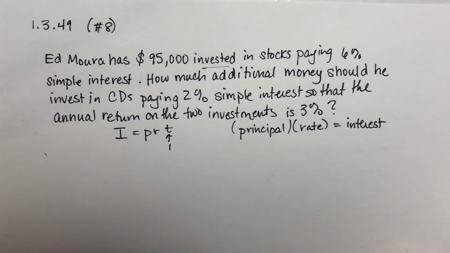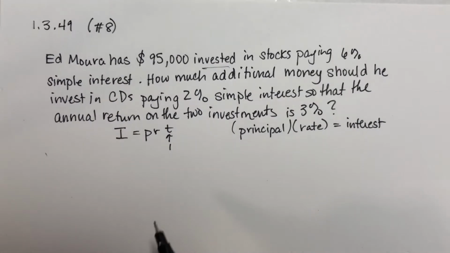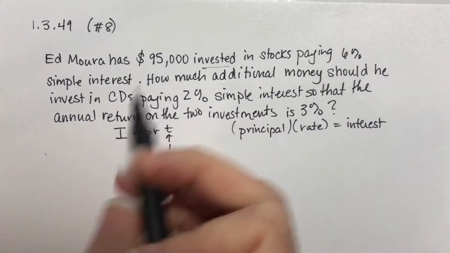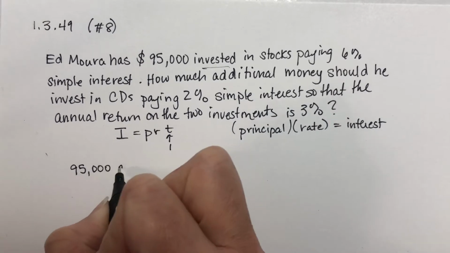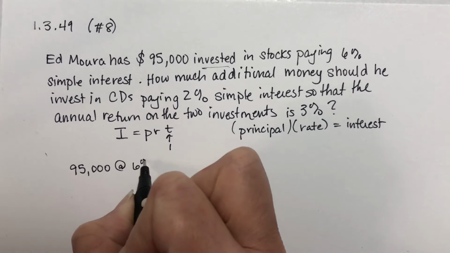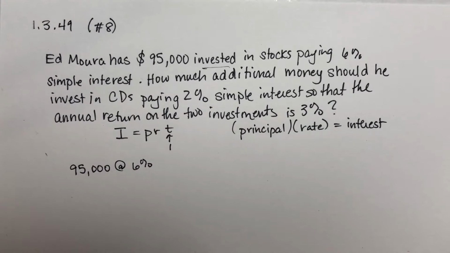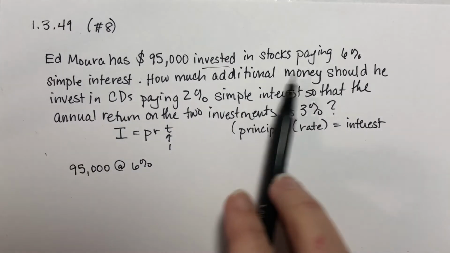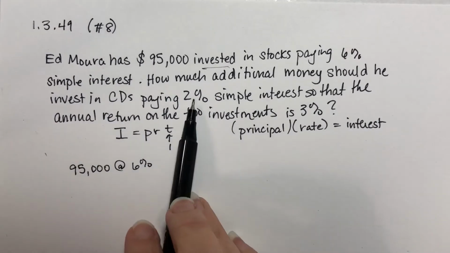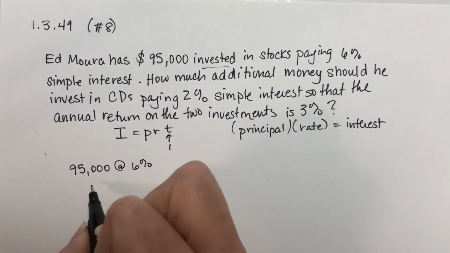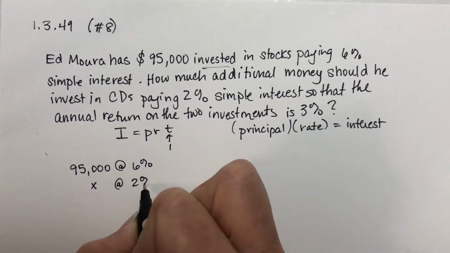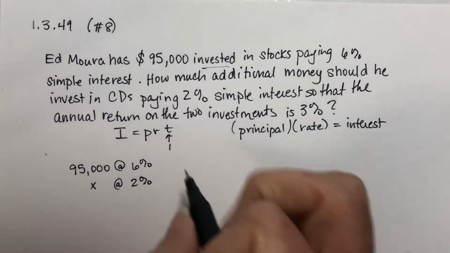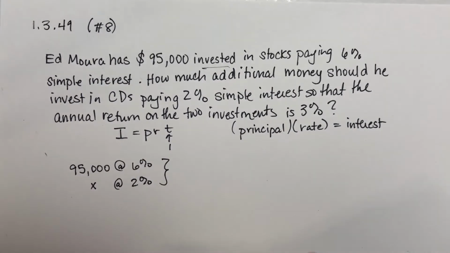Okay, so let's start off with what we know here. All right, he has this much invested, $95,000 at 6%. We're being asked how much additional money he should invest at 2%. So let's say X dollars at 2%. Okay, now how much interest is made on these individually?